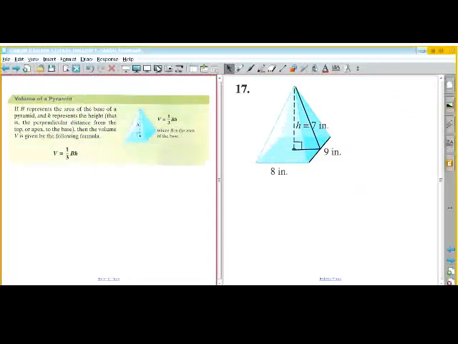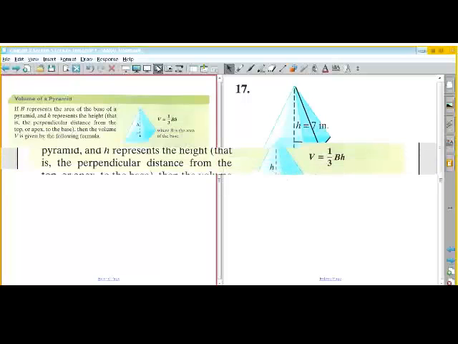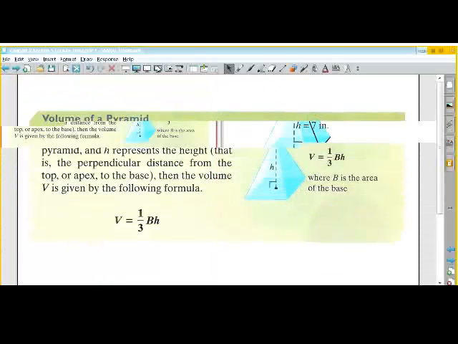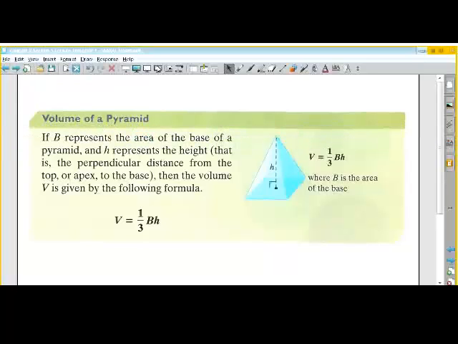And the final shape is a pyramid. And don't think you're leaving yet. So the volume of a pyramid is 1/3 the area of the base. So if it's square, then you'd multiply the two side lengths together, and that would give you the area of the base.